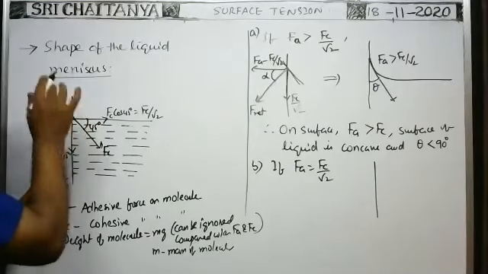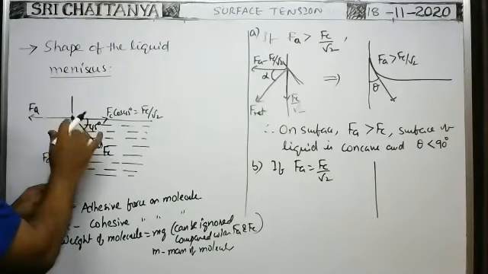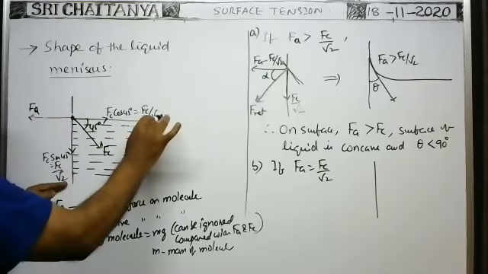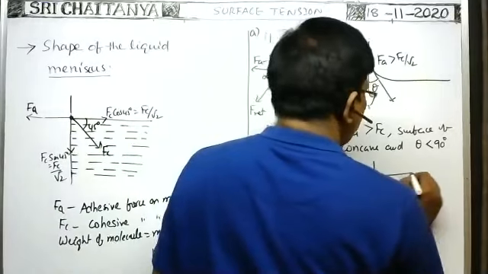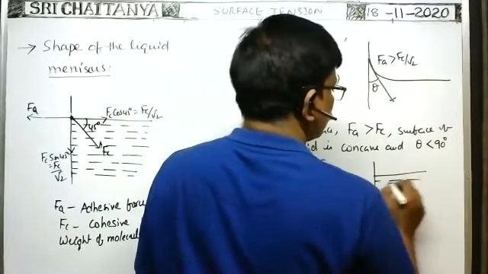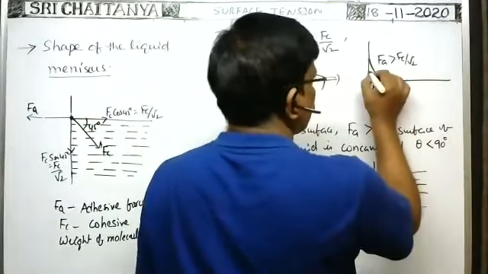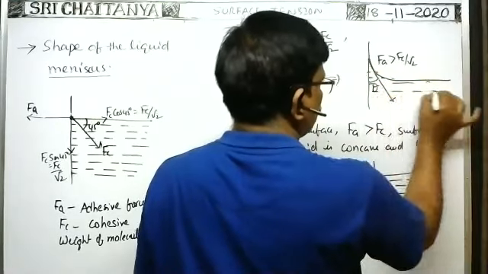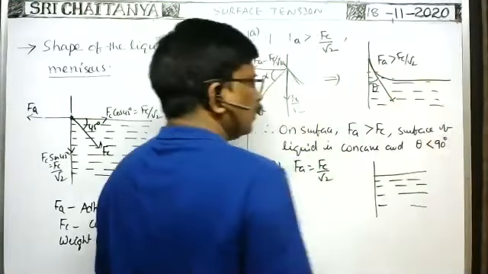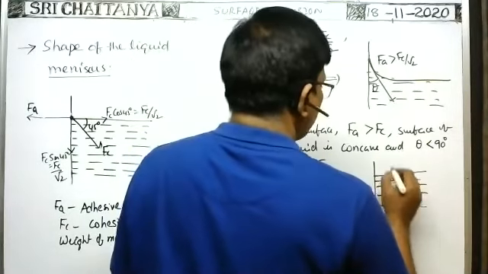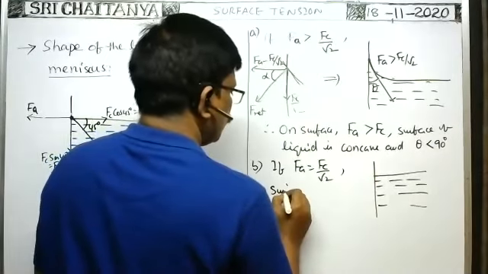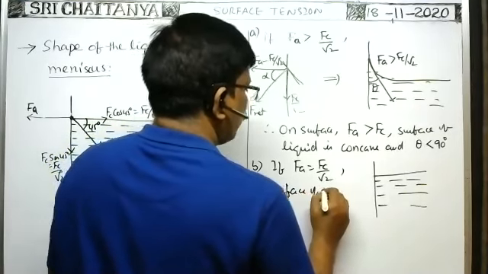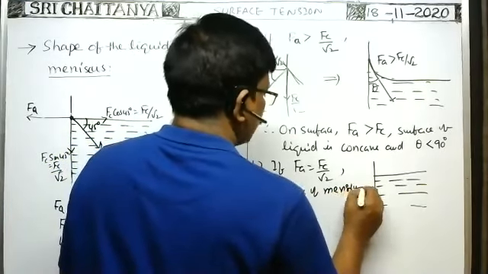The surface of the liquid is always perpendicular to the net force. That means the surface of the liquid must be horizontal and plane. That's why in this case the surface of the liquid is plane, like this. So the surface of the meniscus is plane.